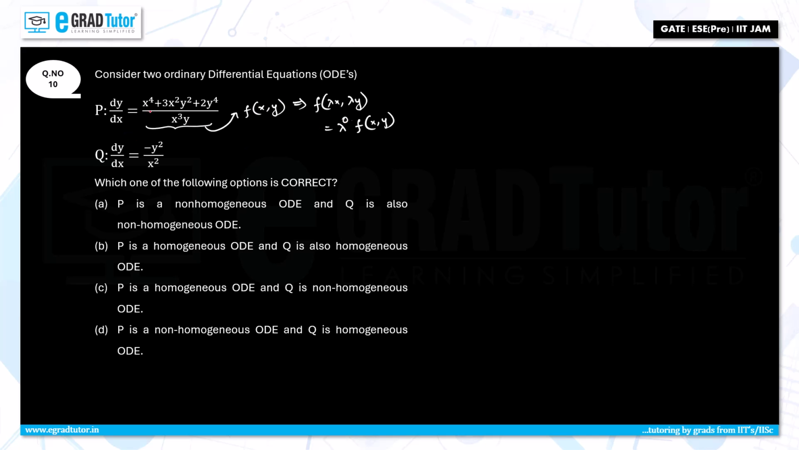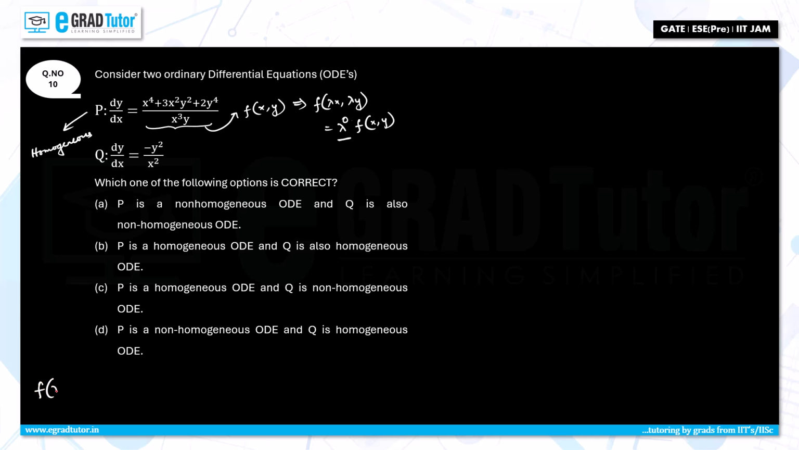Okay, so if you see here, when you substitute x with lambda x and y with lambda y, the lambda in the numerator will be lambda power 4, and the lambda when you take common in the denominator will be lambda power 4. So you will be getting lambda power 0 into f of x comma y. So this is homogeneous. I hope you people understood.